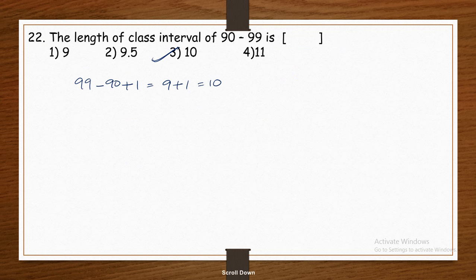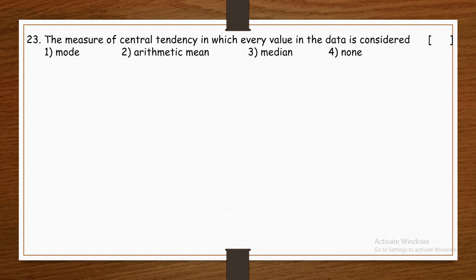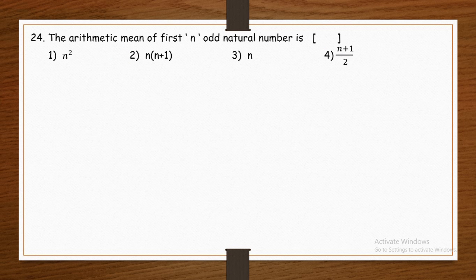Next moving on to question number 23. The measure of central tendency in which every value in the data is considered. When every value in the data is considered, it is nothing but the arithmetic mean. In the arithmetic mean we divide by the number of observations, and in the sum of observations also we consider all the observations. Hence the arithmetic mean is the measure of central tendency in which we use every value of the data.